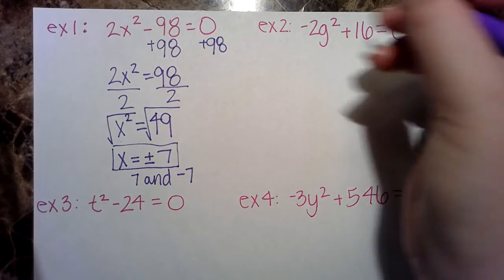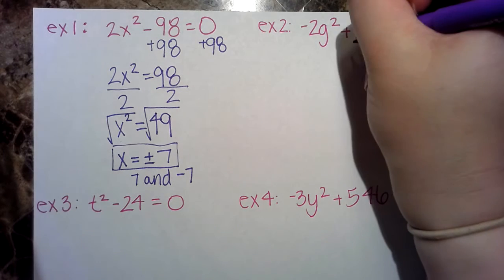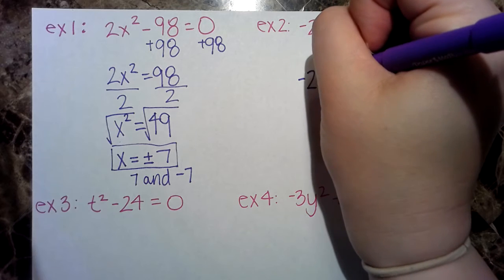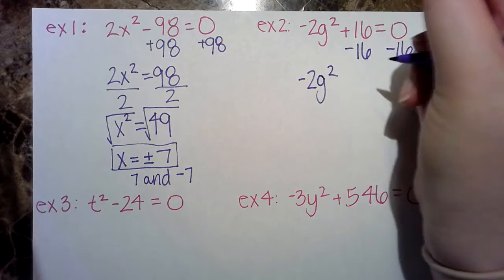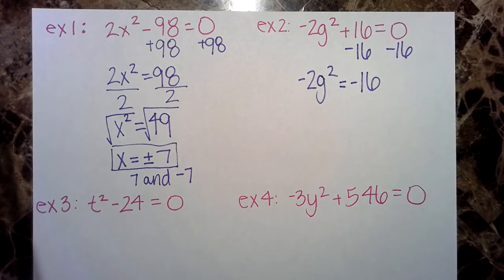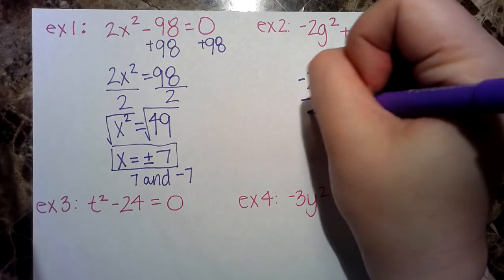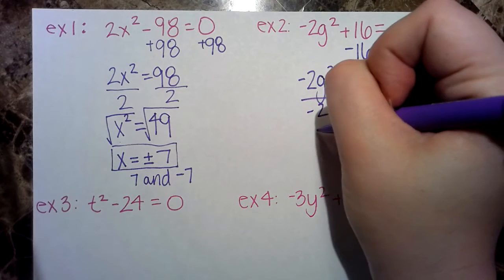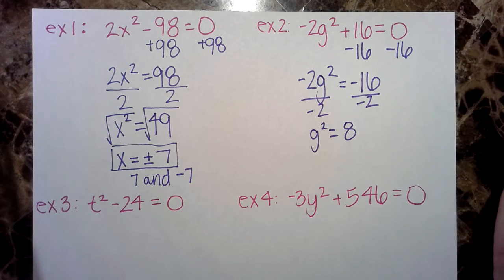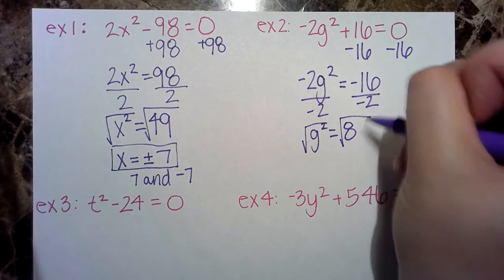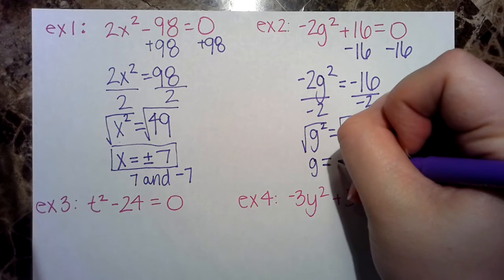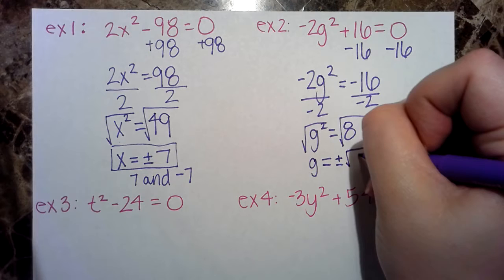Now, for our next one, we're going to do the same thing. We're going to try to get g squared by itself. So I'm going to subtract 16 on both sides. I get negative 2g squared equals negative 16. I'm still trying to get g by itself, so I'm going to divide by negative 2. And I get g squared equals 8. I'm going to then take the square root of both sides because I want to get rid of that squared value. And I get g equals plus or minus the square root of 8.